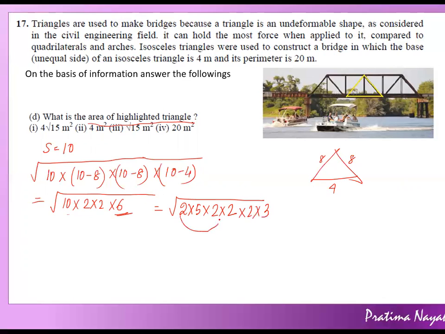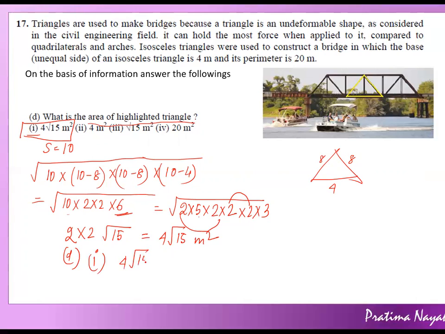Out of these two I'll take one 2. Out of these two I'll take another 2, and 5 and 3 don't have a pair, so they will be multiplied within the square root. The answer is 4 under root 15 meter square. 4 under root 15. Where is the answer? This is your answer. So we'll write D, the first option is the answer. It will be 4 under root 15 meter square.